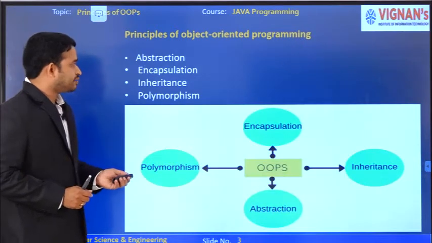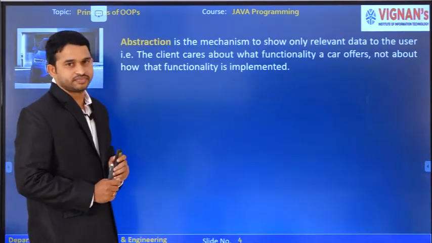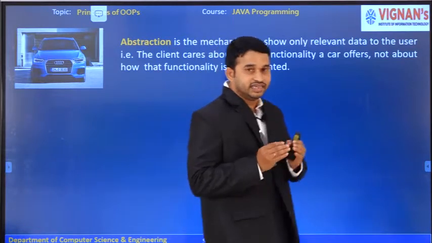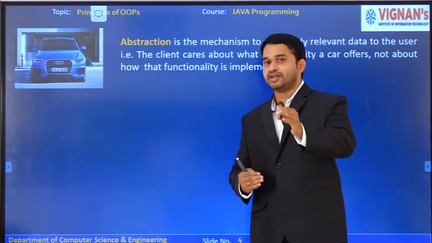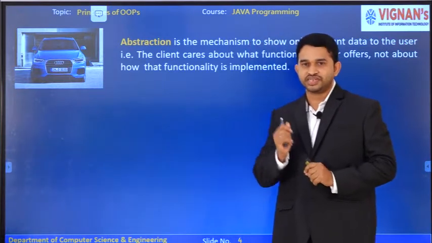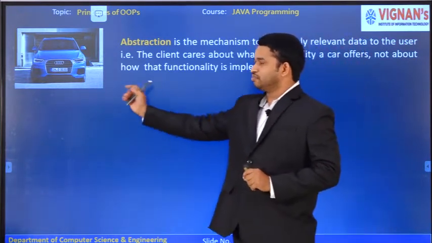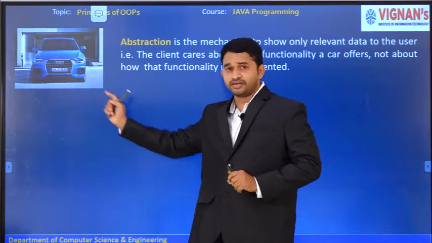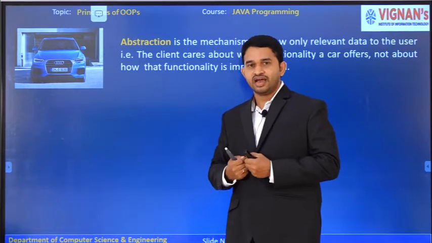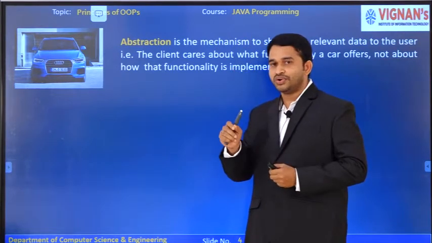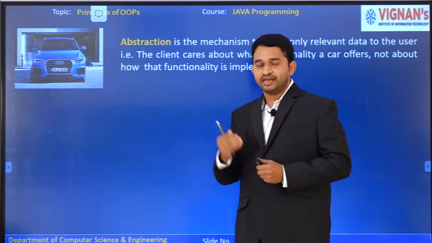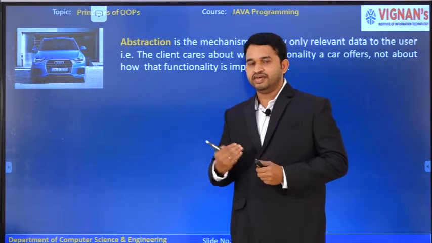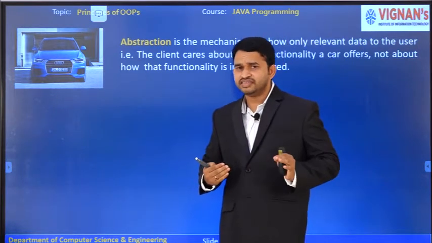First one, abstraction. What is the meaning of abstraction? Abstraction means it gives only the relevant data to the user. It hides the particular implementation, and we call that abstraction. For example, take this example of a car. As a driver, I should know how to operate the car. For example, start an engine, stop an engine, increase speed, decrease speed, and also change the gears.